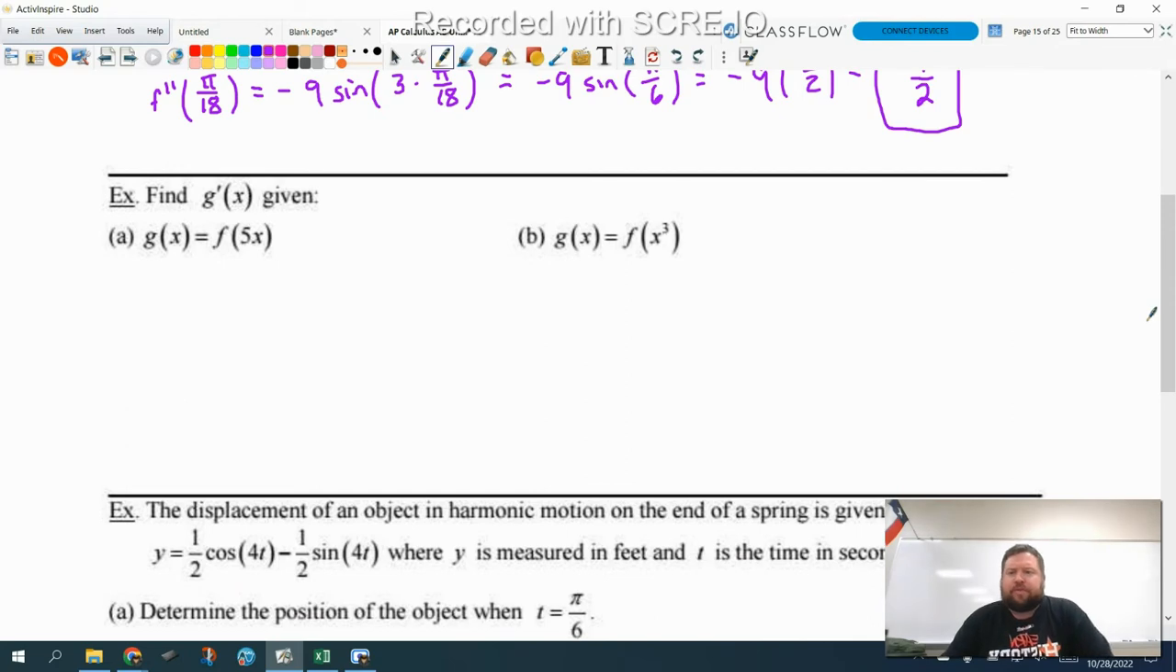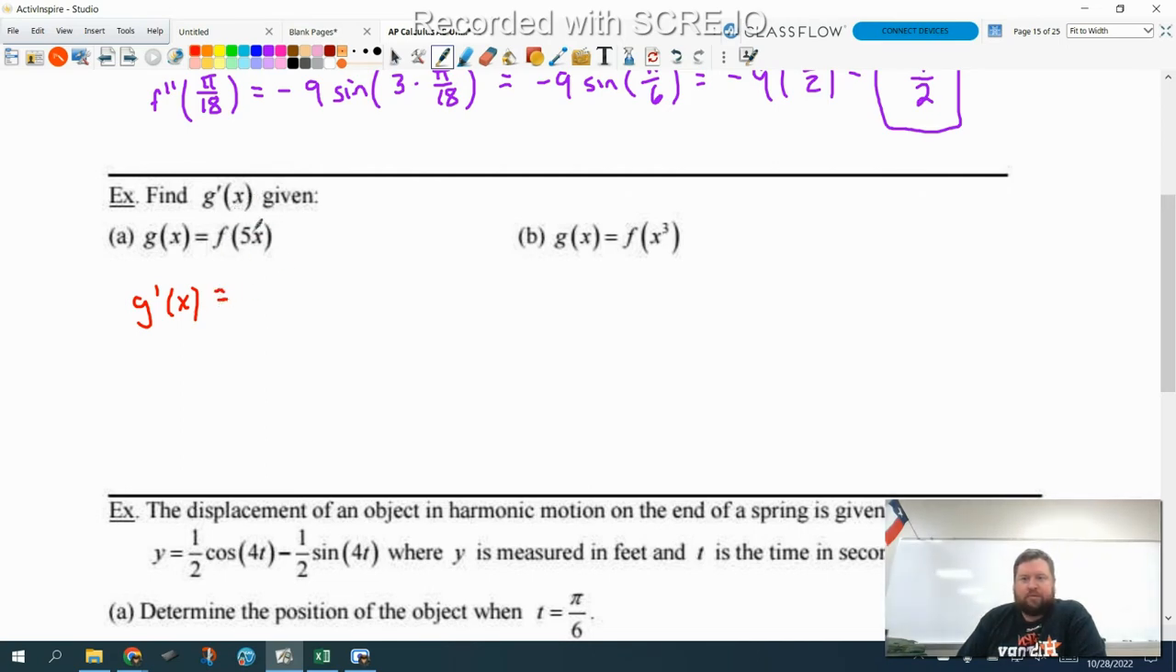All right, next couple problems. We're just finding g prime, and we're given this function g that's written in function notation. So we are just going to have a g prime that's in terms of f. All right, so we take the derivative of the left side of the equation, and we get g prime of x, which is exactly what we want.